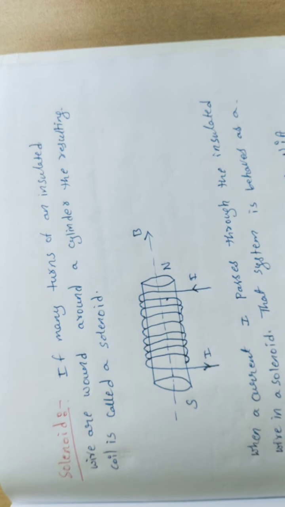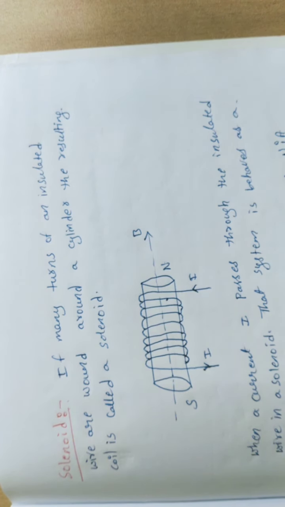Good morning, students. In the last class, we already completed torque on a magnetic dipole and related problems. Today we are going to discuss what a solenoid is and how it behaves when current is flowing through it. So first of all, we want to discuss the solenoid.